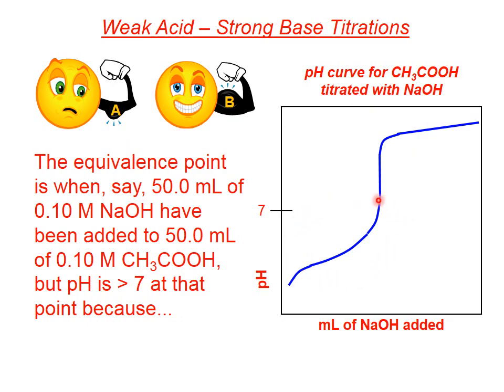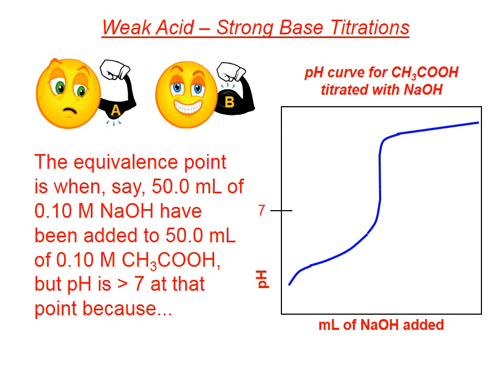And that's because this region right here is sometimes called the buffer zone or the buffering region, because when we have a weak-strong titration, as the reaction is going on, we're actually producing something that affects the pH of the solution. So let's look on the left side of the screen here.